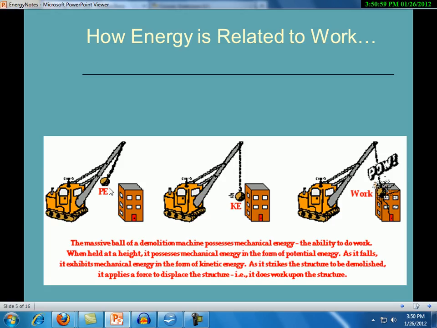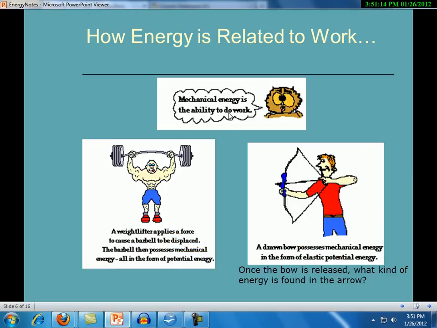How is it related to work? Well, just picture a wrecking ball, and this ball is about to be swung. Right now it has lots of potential energy. When the guy lets it go, it starts swinging in kinetic energy into the building and knocks the building down. We would call that doing work, getting something accomplished. And so the ability to do work is what we call energy, mechanical energy. This is a lot of potential energy right here in the weight, because he's holding it above his head, but it's not moving. So lots of potential energy.